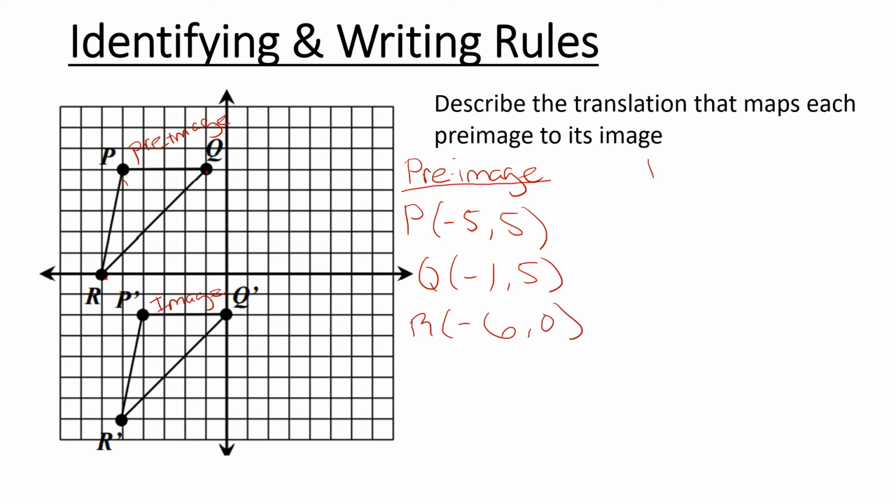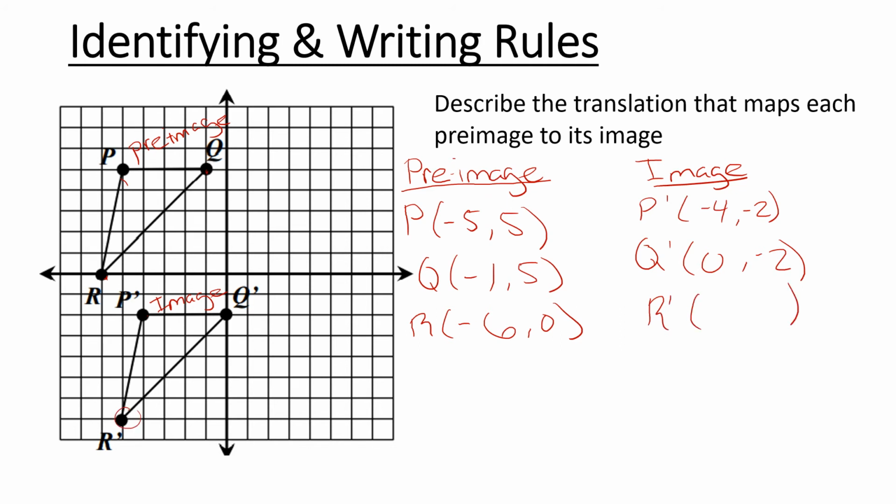All right, so now I'm going to find the ordered pairs for my image. P prime is (-4, -2). Q prime, that is (0, -2). I'm just going through writing each ordered pair. And R prime, this ordered pair here is (-5, -7).